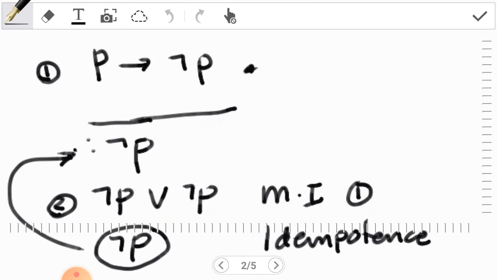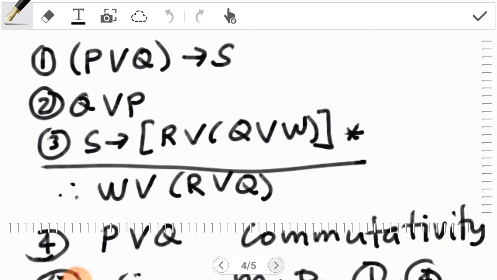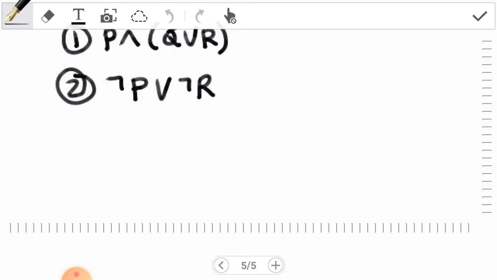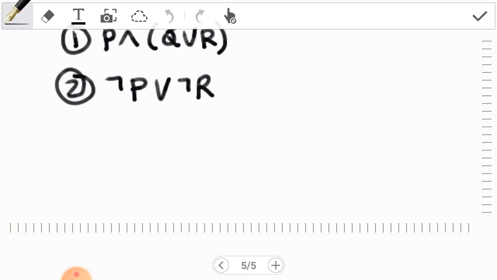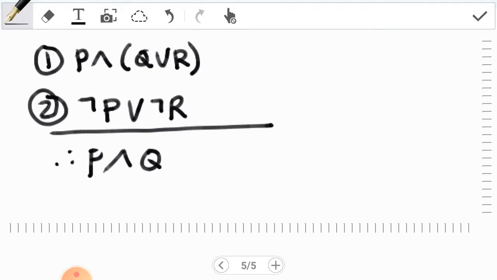Okay, that's a different problem. Going back to that example. We have P and Q or R. Second premise is not P or not R. Conclusion, P and Q. Let's examine. Our conclusion is P and Q.